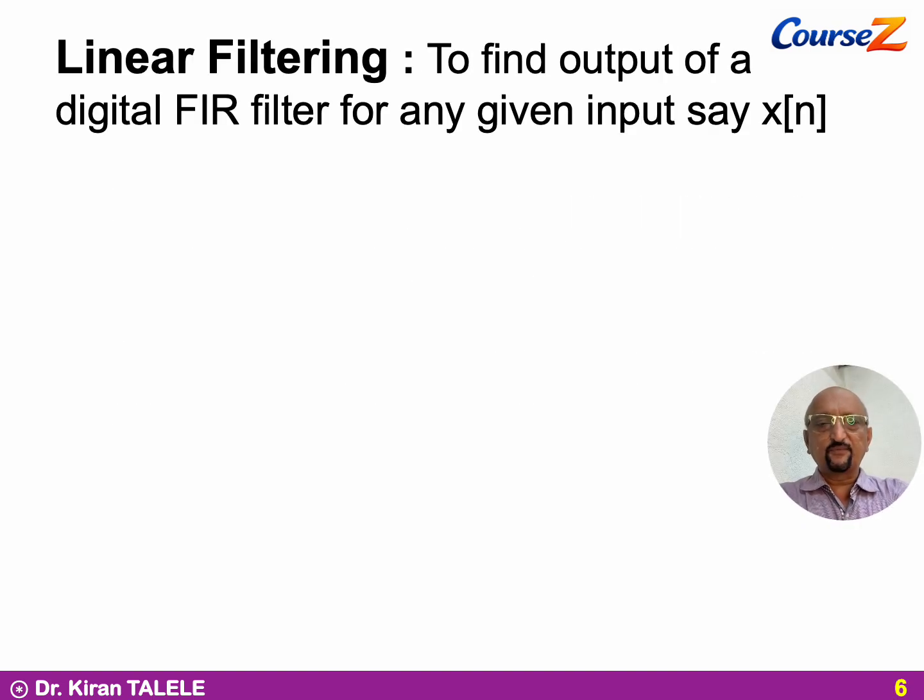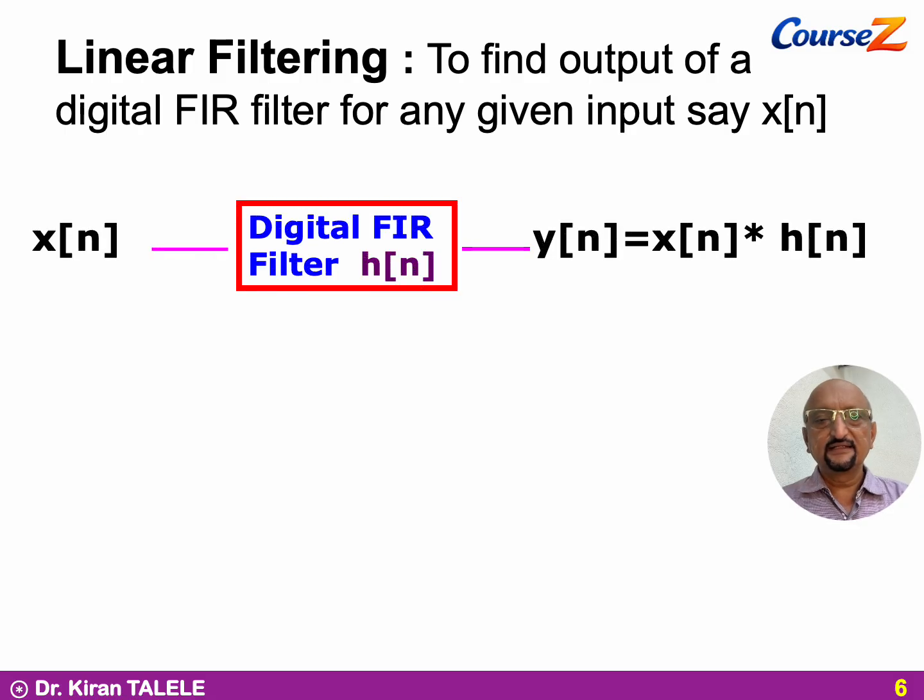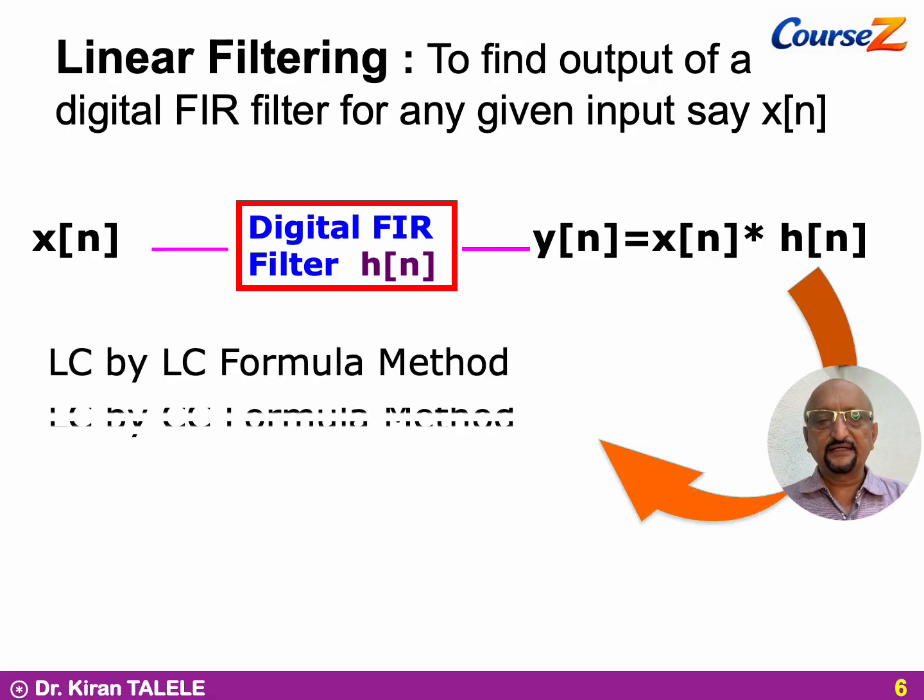Now, to find this output of a digital FIR filter for any given input, we require the impulse response of the FIR filter, that is h of n, and when you apply any input to this filter, the output is the linear convolution of x of n with h of n. This linear convolution can be calculated in many ways.